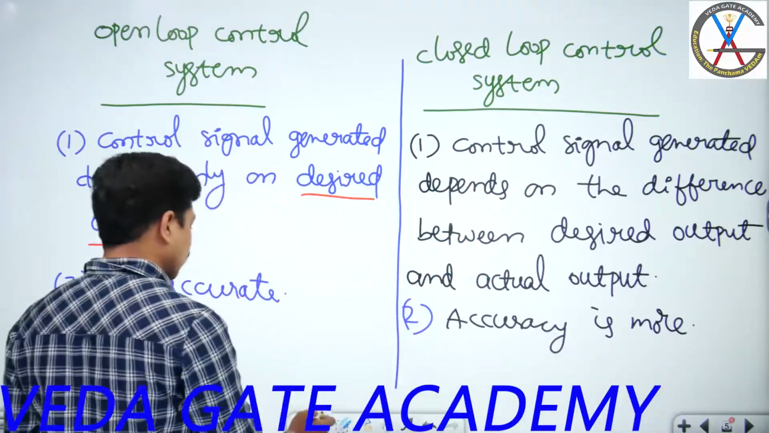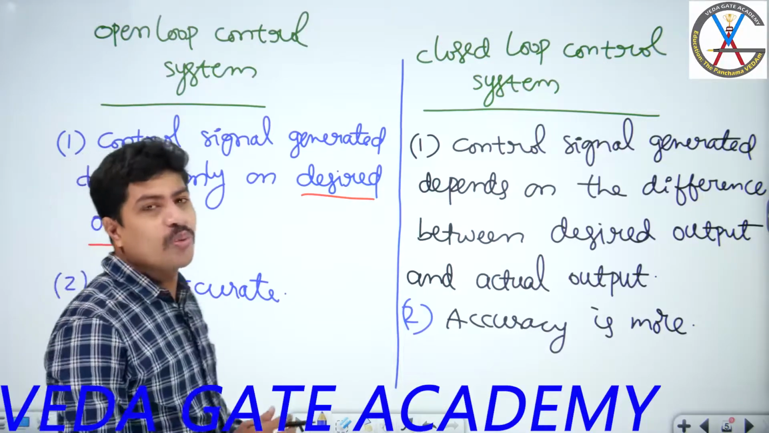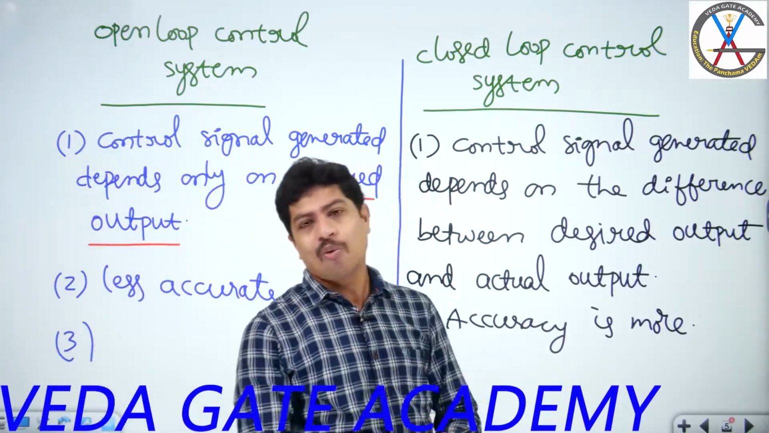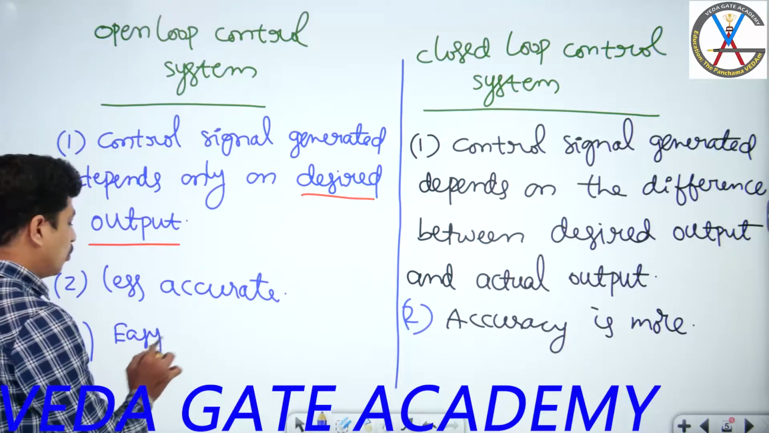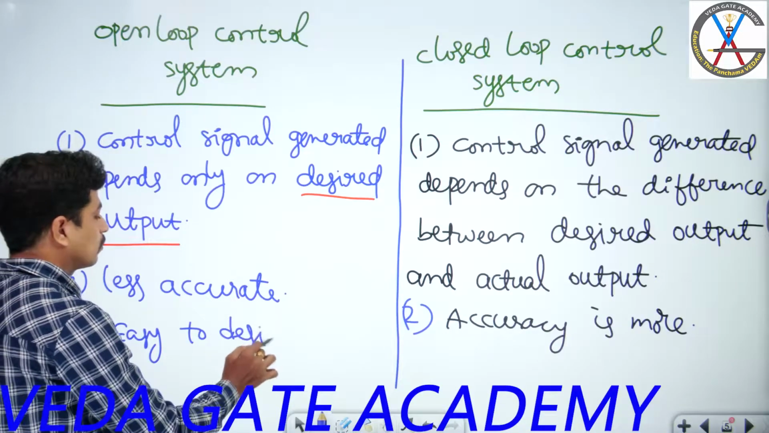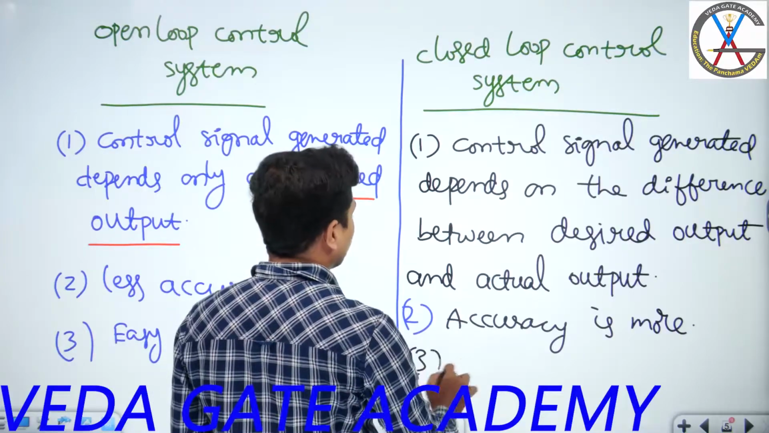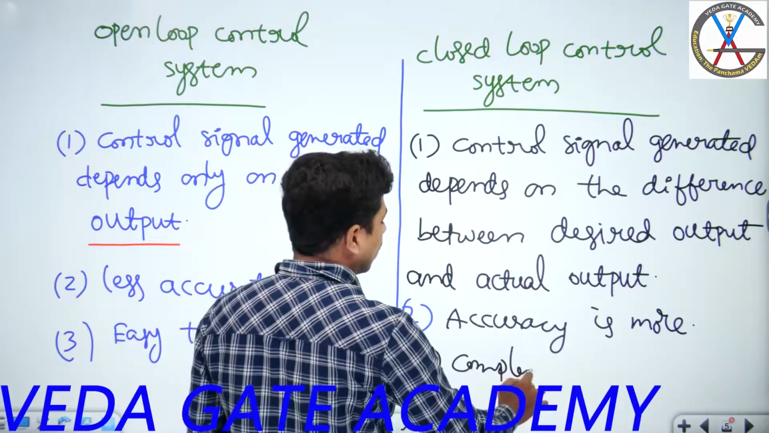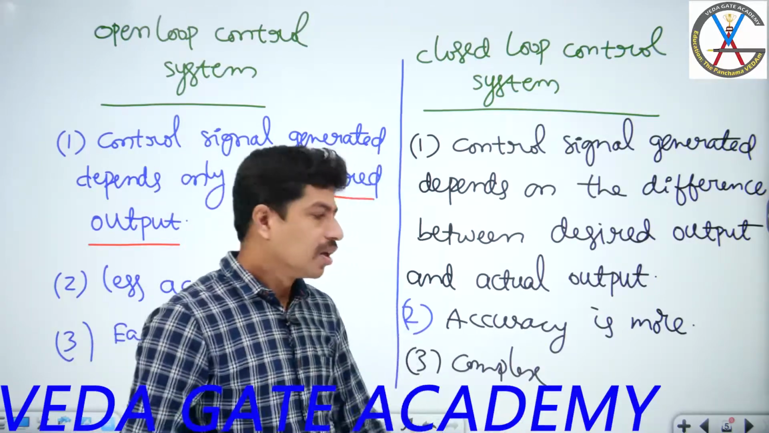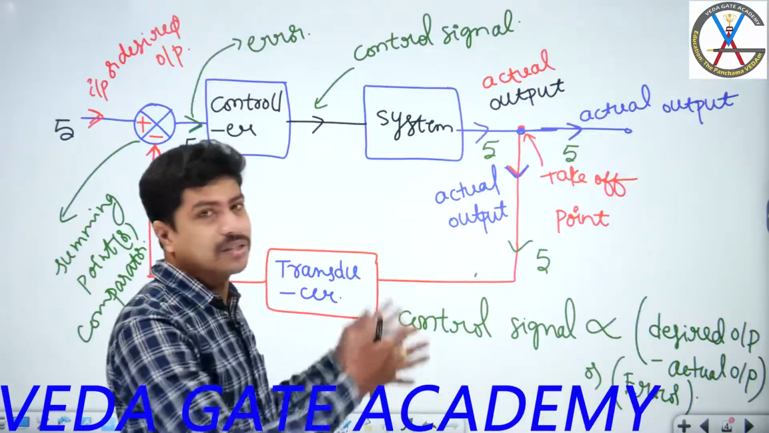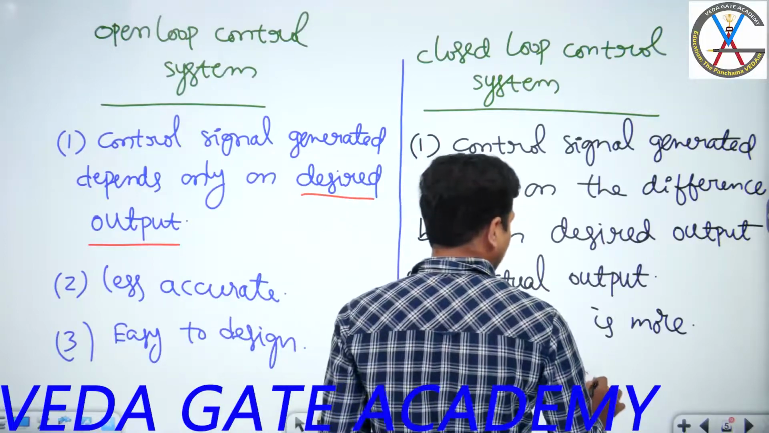Few more points are there. Which one is easy to design? In fact, open loop system is easy to design. Simply you can understand. If that is easy, this is definitely complex in design. What is the complex thing we are going to get? Taking the feedback, transducer, many things. We saw a very simple way of understanding this. Later in further stages, we are going to see many things. Okay, complex in design.